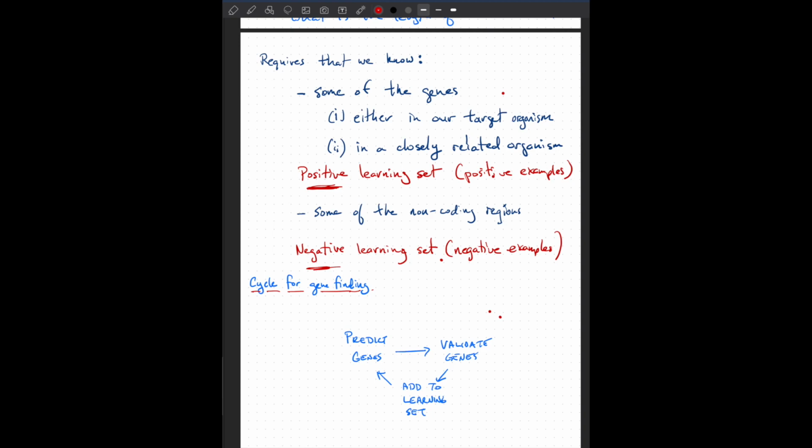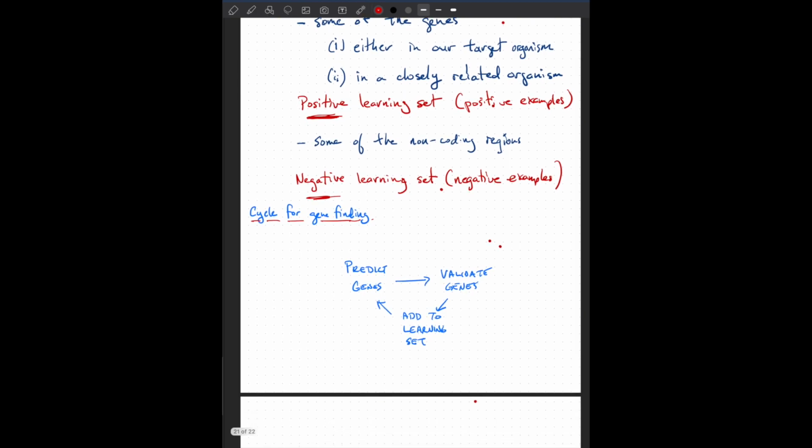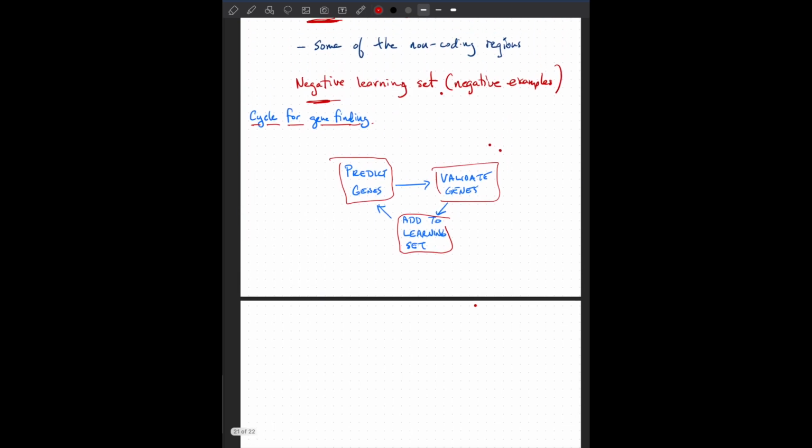In general, what usually happens is that we start off with some genes that we know. We start off with some predicted genes that we might validate back in the lab or through other methods, and then we'll add those validated genes to our learning set, and then we'll reapply the hidden Markov model again to the chromosome and predict more genes, validate, add those to the learning set, either positive or negative as we go around, and we would keep cycling through this procedure until we're happy that we found all of the genes.